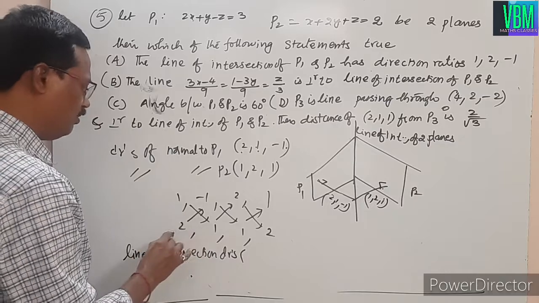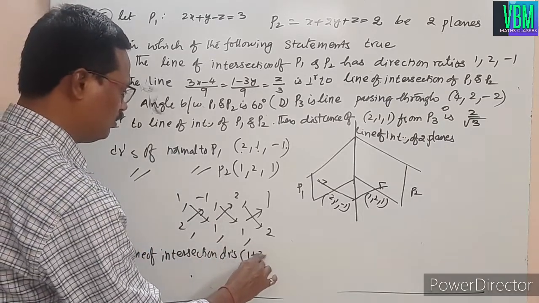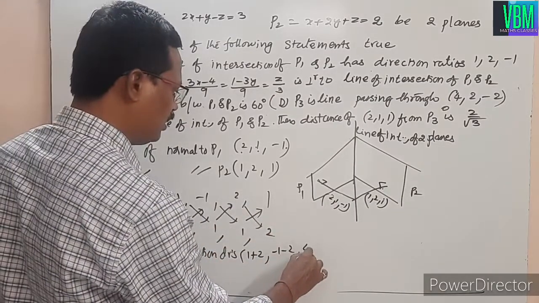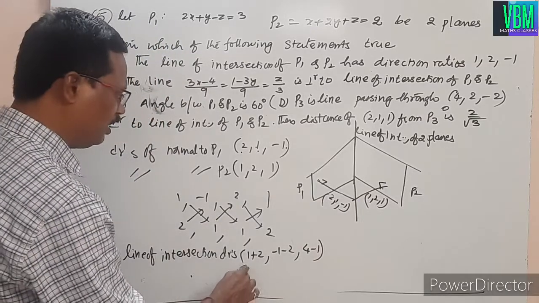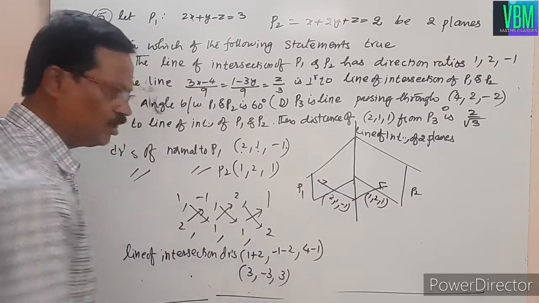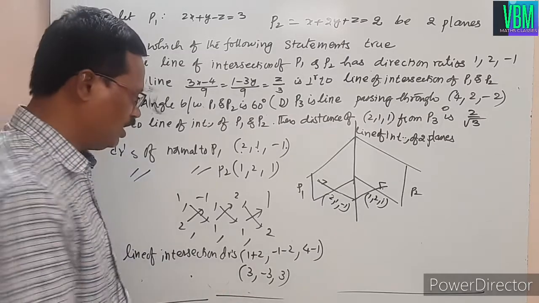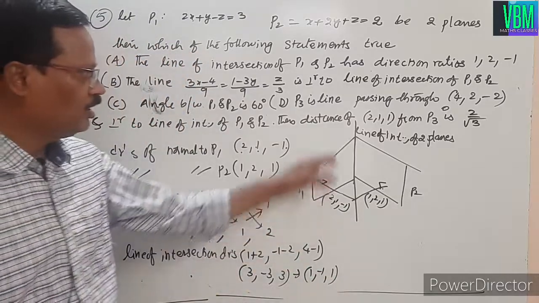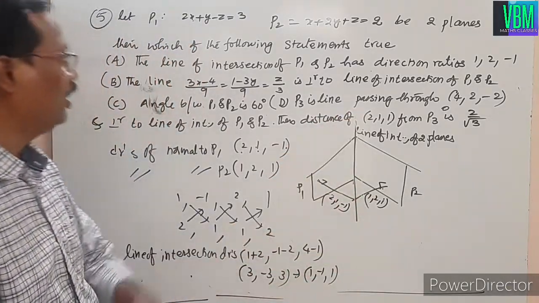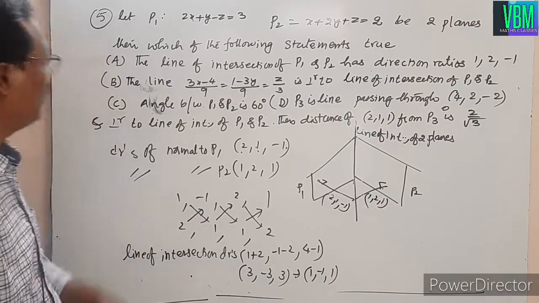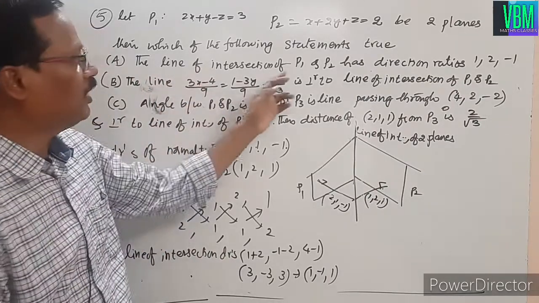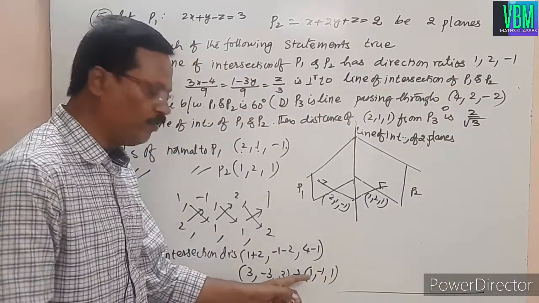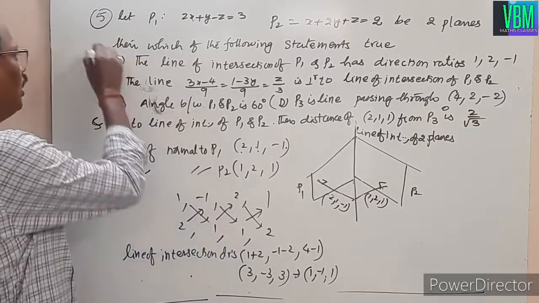One into 1 minus 2 into minus 1: 1 plus 2. Minus 1 minus 2. And 4 minus 1. Therefore, what we got here: 3, minus 3, 3. Now, DRs we can divide with any number. Therefore, divide with 3, that is 1, minus 1, 1. Therefore, the line of intersection DRs we got are 1, minus 1, 1. But what they gave in option 1, the line of intersection of P1, P2 has DRs 1, 2, minus 1. That is wrong. Therefore we got 1, minus 1, 1. Therefore option A is wrong.